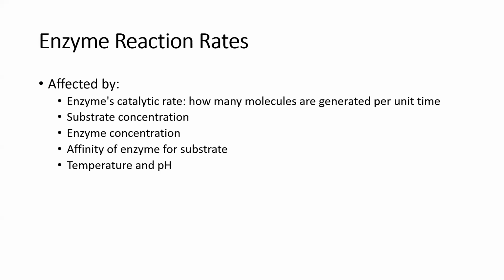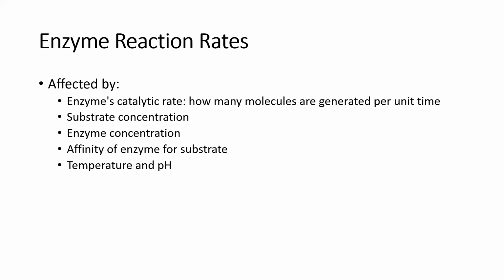The second factor that affects the catalytic rate is the enzyme concentration, which again really makes sense, right? If I've got more enzyme lingering around, I can also increase the rate of production of product, the rate of molecules generated per unit time. So more substrate, faster catalytic rate, more enzyme, faster catalytic rate as well.